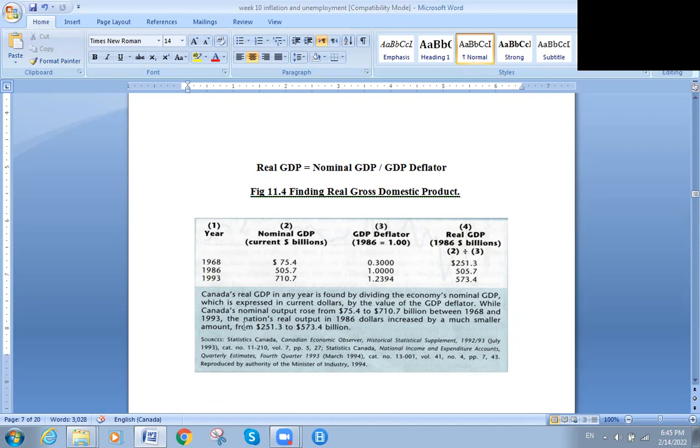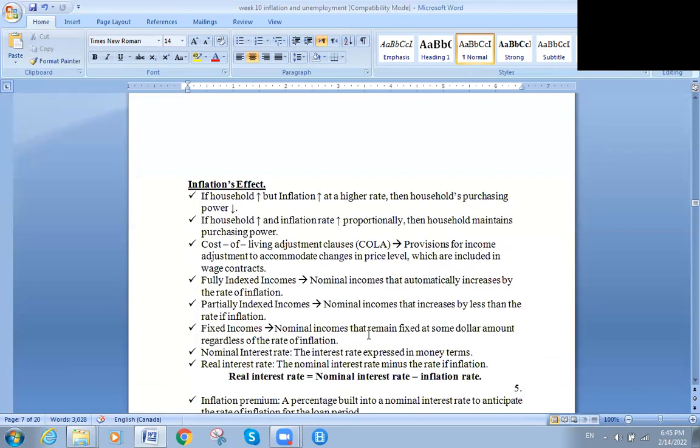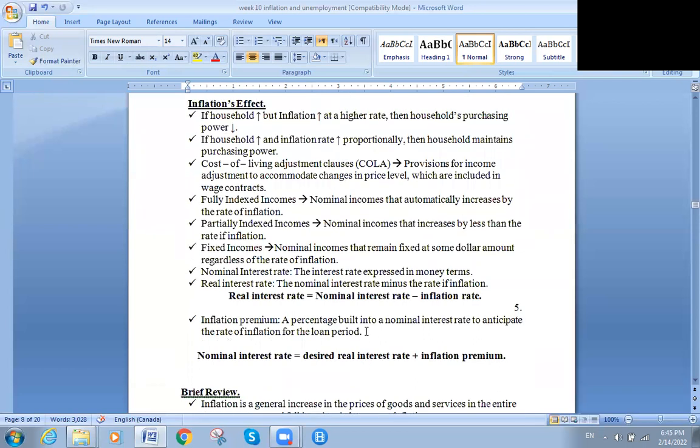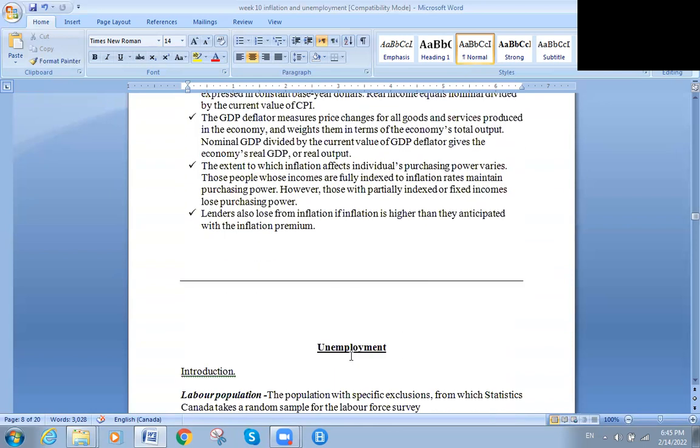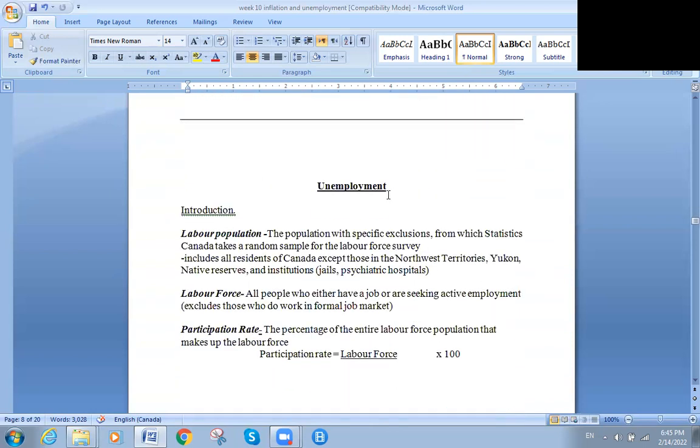Okay, but I can see here that the GDP in any year is found by dividing the economy's nominal GDP by the value of the GDP deflator. While Canada's nominal output rose, this is about the statistics of the nominal, but like I told you before, we don't care about the nominal, we care about the real. Now we'll move to the second part, which is unemployment.